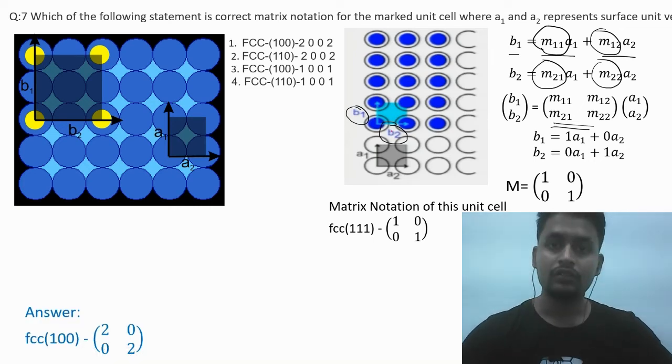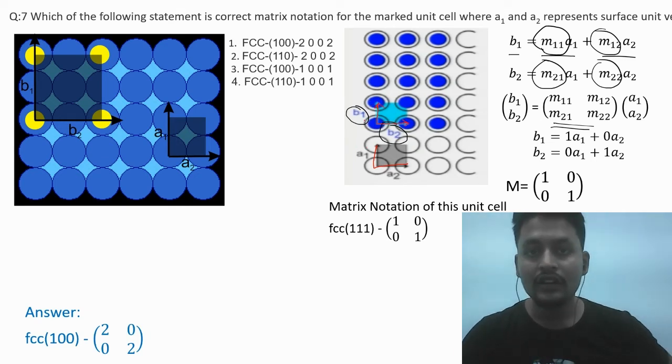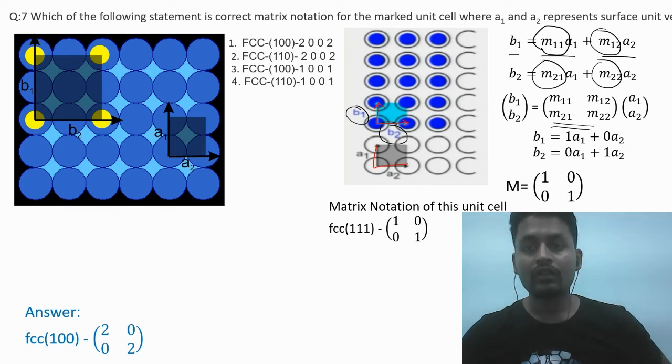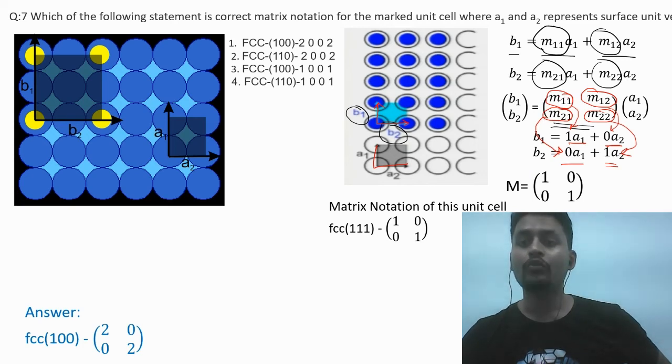Let's say for this unit cell, this is my A1 and this is my A2, and you can see B1 and B2 are actually the same. So you can write B1 is exactly A1, that means 1 A1 plus 0 A2 because there is nothing. And B2, in the A1 direction there is nothing, so 0 A1, and 1 A2. So we got M11 as 1, M12 as 0, M21 as 0, and M22 as 1. So what will be my matrix? The matrix will be M11, M12, M21, M22.